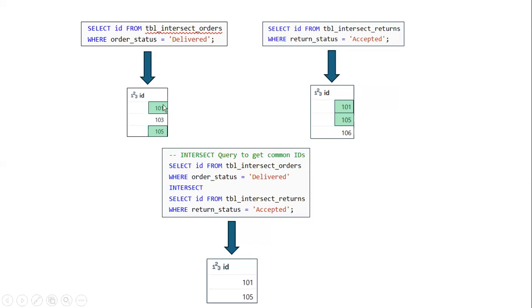Between these two queries, I'm using intersect. What intersect does is check for common records between two tables. First it takes the 101 record and compares it with each and every record in table 2. We have 101 in both, so it will print 101. Next, it goes to the second record, 103, and compares it with each and every record here. Since we don't have any common record, it will ignore it. Next, it comes to 105. Here we have one common record, so that common record is printed here.